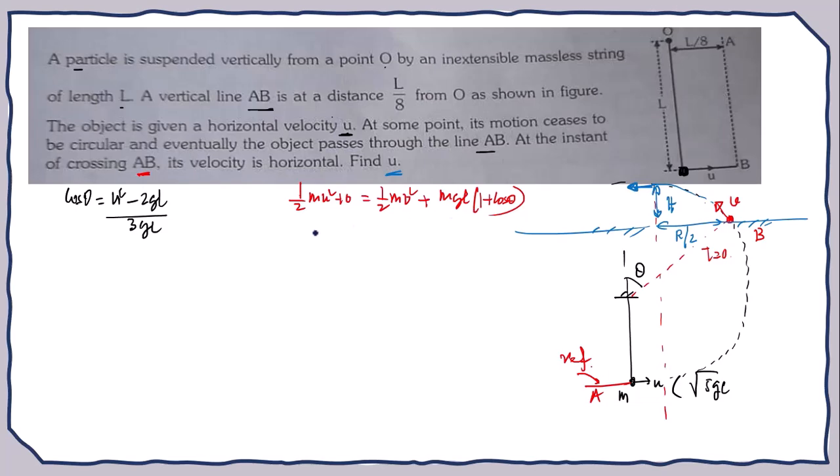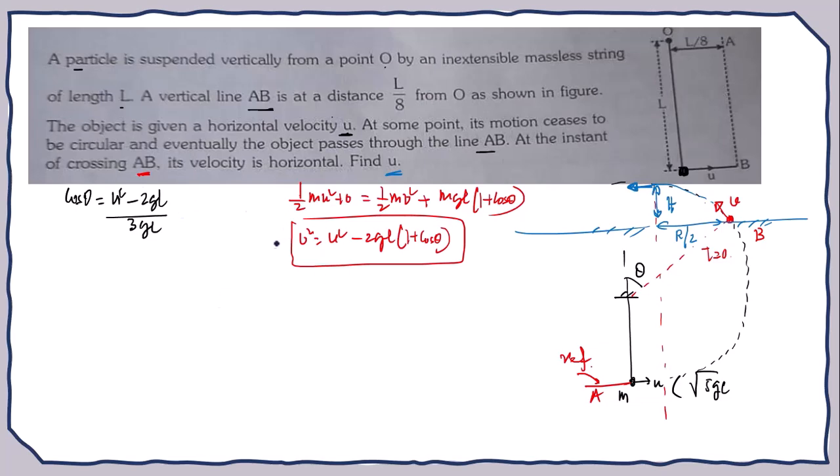Okay. So if I simplify it, I get V square equals U square minus 2GL into (1 plus cos theta). So that is the velocity if the particle is performing the projectile motion. Now I can put the value of cos theta and simplify it. Okay. So from that I can get the value of cos theta also, if I solve this.